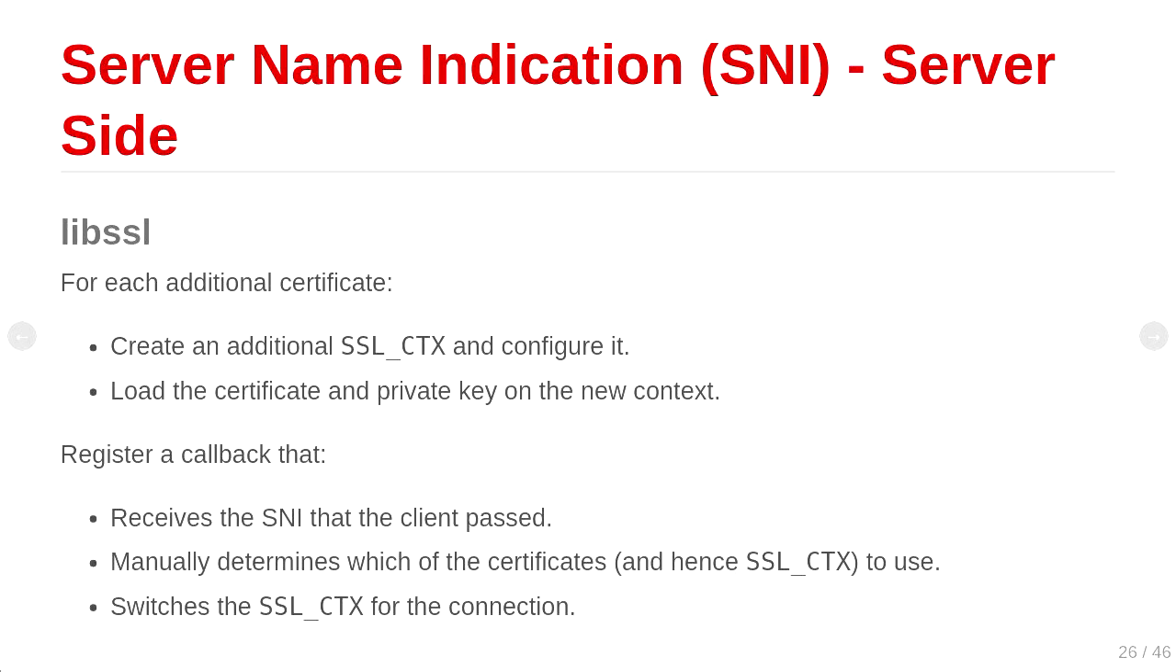Now, this either means that you have to go through all of the CNs and all of the subject alt names and build up some sort of hash, or you have to walk through them at the time that the callback is actually triggered. And then we finally have to manually switch the SSL context in for the connection, and say, okay, they said that they wanted to use this particular server, so let's use that particular server.